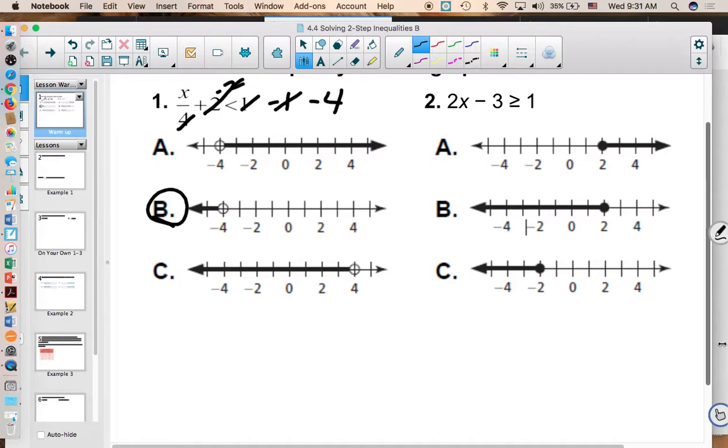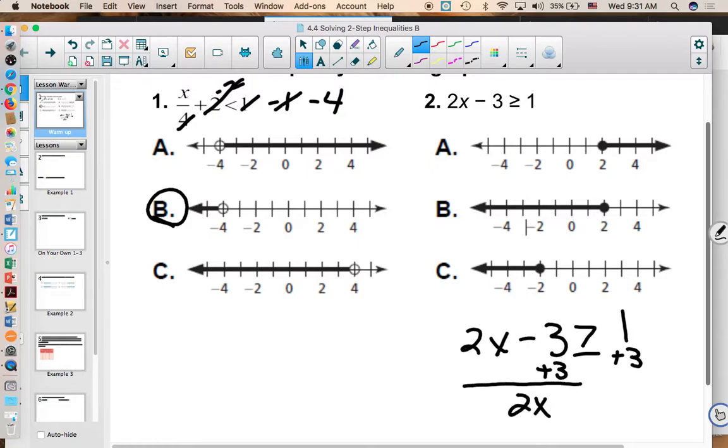So Natalie, what am I going to start with? Okay, I have 2x minus 3 greater than or equal to 1. You said add 3 to both sides? Okay, so that gives me 2x greater than or equal to 4. Is that correct? Okay.